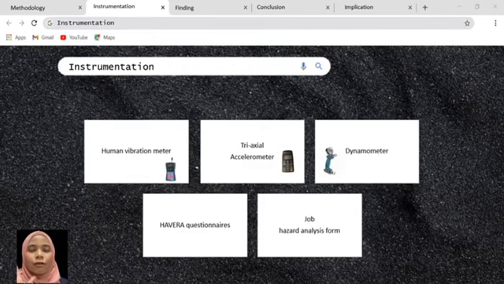There are 5 instruments used in this study. Firstly is the human vibration meter. Secondly is the 3-axial accelerometer. Thirdly is the dynamometer. Fourth is the HAVERA questionnaire, and lastly is the job hazard analysis form.